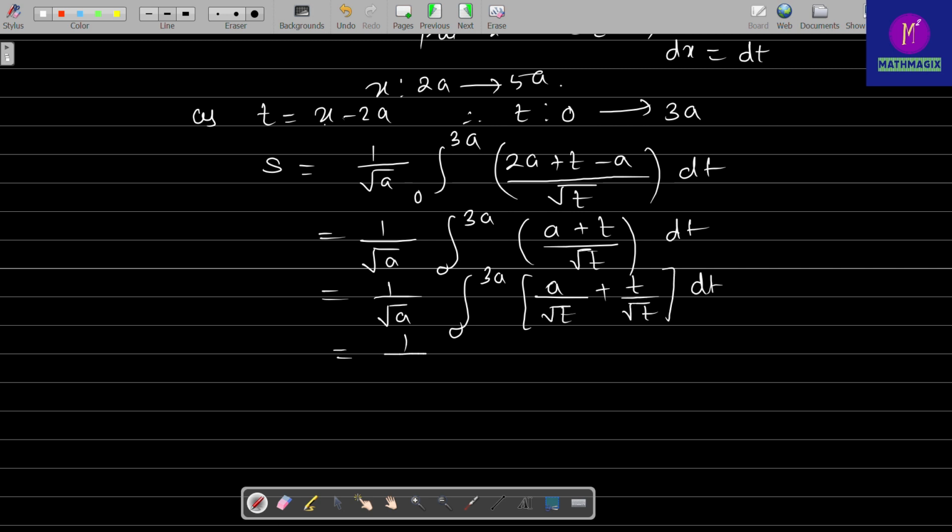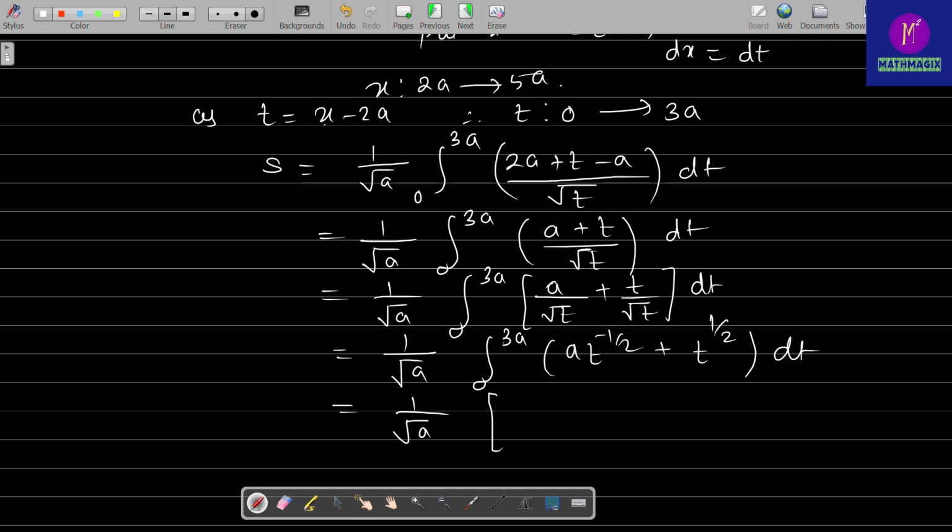So this is equal to 1 upon root a, integration 0 to 3a of a upon root t, which is a into t raised to minus half, plus t upon root t, that is t raised to 1 minus half, which is t raised to half, dt. Let us find the integration just by using the simple formula of x raised to n. Integration of x raised to n is x raised to n plus 1 upon n plus 1. Let us use that. So it is a into t raised to minus half plus 1, that is t raised to half upon half, plus t raised to half plus 1, that is t raised to 3 by 2 upon 3 by 2, with the limits 0 to 3a.